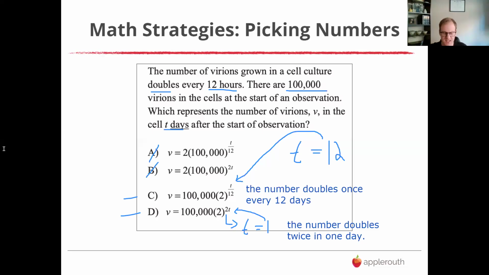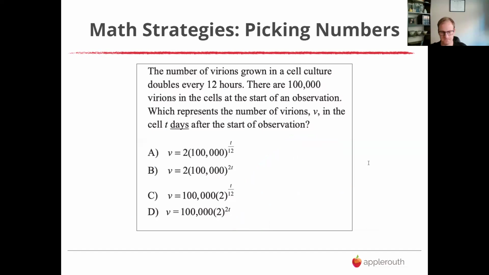Here, if we get down to C and D, that's great, but then you really want to understand 2T means it's happening more often. T over 12 means it's happening less often. So D as in dog would be our answer for this one. Once every 12 hours would be twice every day.